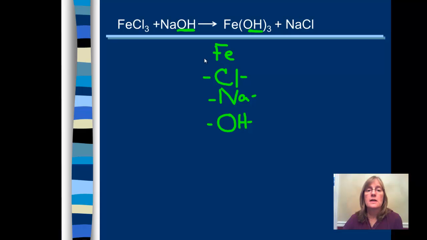Now you can only do this if the polyatomic is the same on the left as it is on the right. Again, we have 1 Fe, 3 Cl's, 1 Na, 1 OH. On the right, 1 Fe. Go down here, we have 3 OHs, 1 Na, and 1 Cl. This one's rather easy. What I want you to do, again, balance this one, put it on your notes.